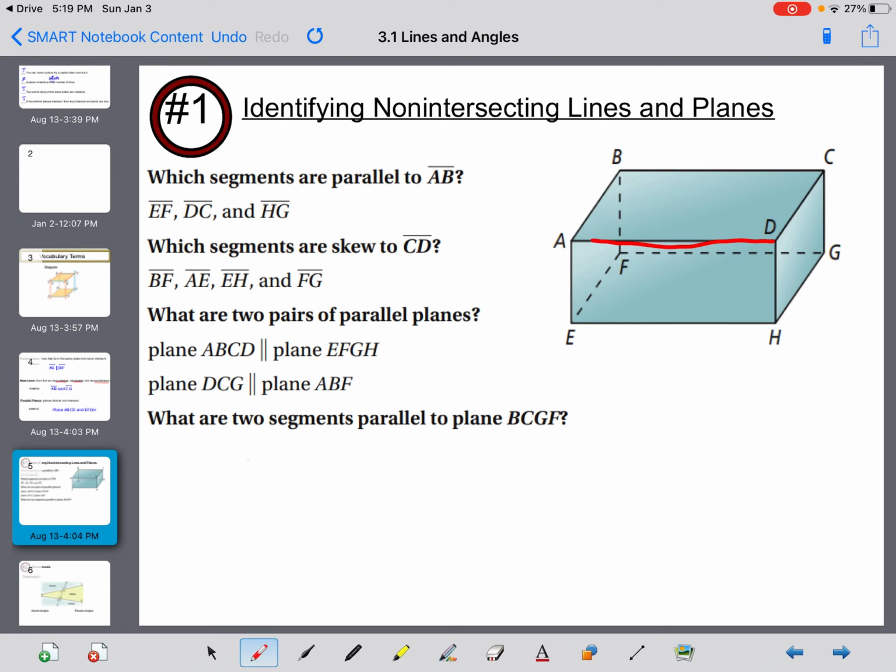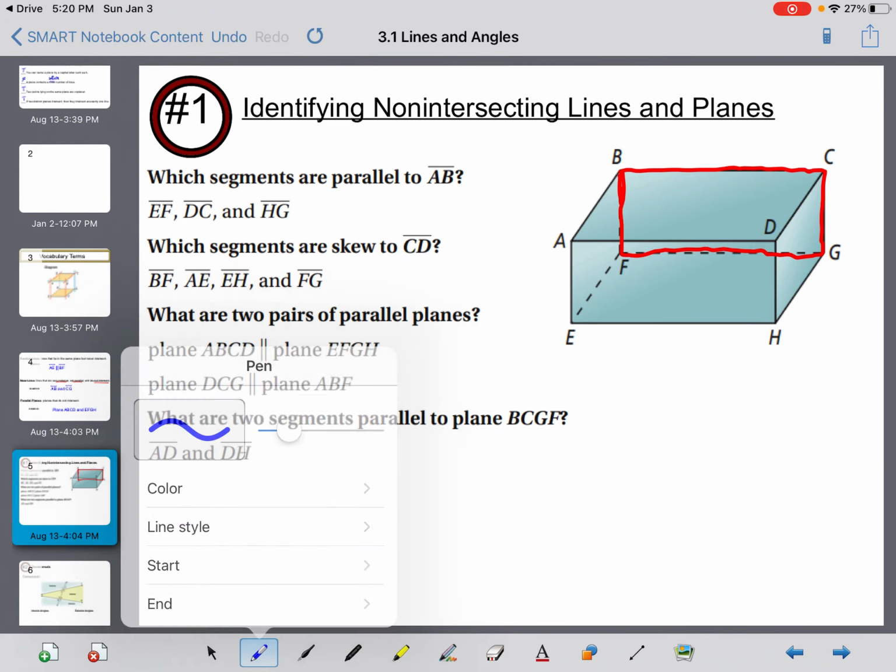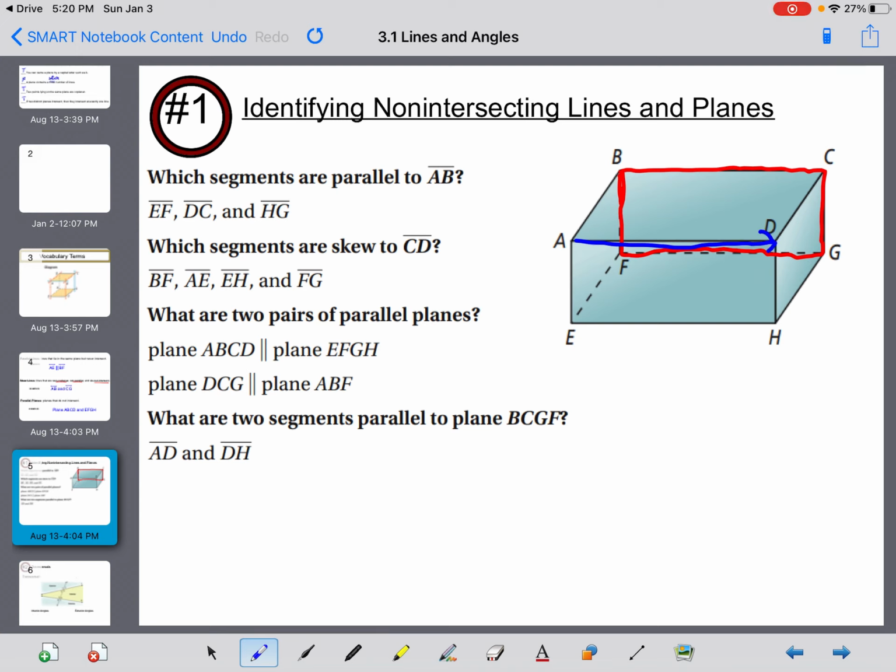You could have chosen plane ADHE and BCGF. Those are also parallel planes. And what are two segments parallel to plane BCGF? Well, here's B, C, G, and F. We need lines that are parallel to those lines. So we have AD and DH. AD is parallel to this line here, BC, and DH on the right-hand side is parallel to CG.